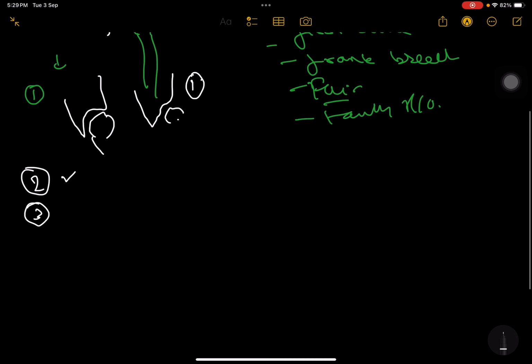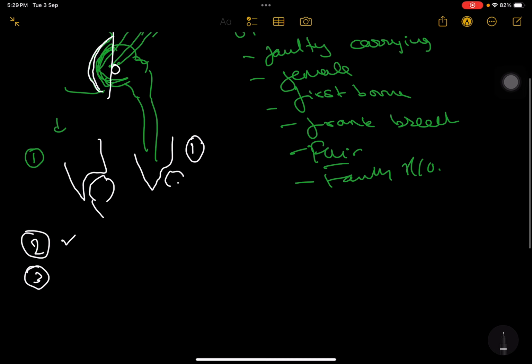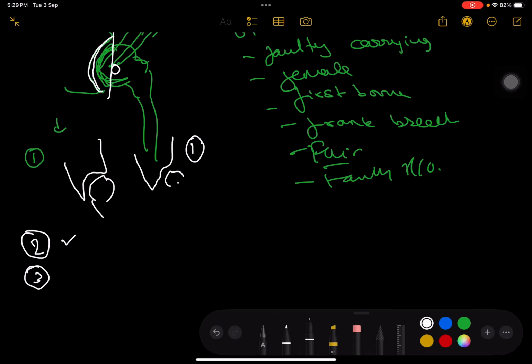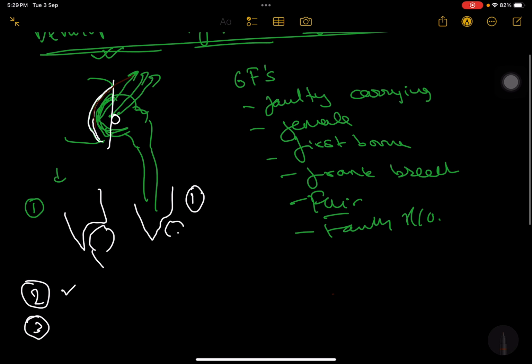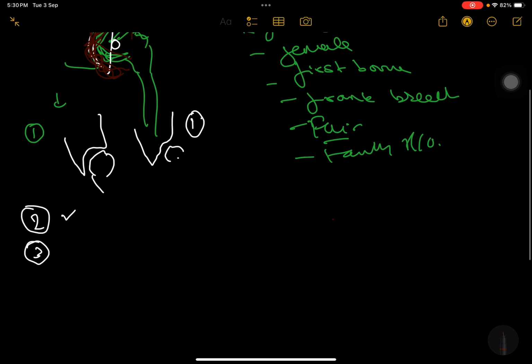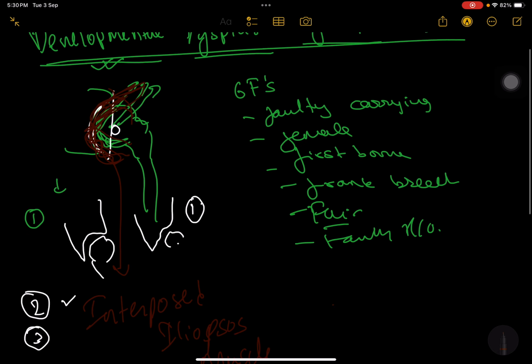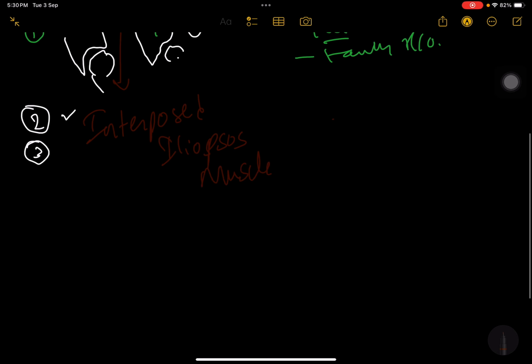Number three, suppose there is something in between these two. It doesn't allow a proper communication between the head of the femur and the acetabular cavity. And what is this something? This is known as interposed iliopsoas muscle, because the iliopsoas muscle is in close contact within this area. So interposed iliopsoas muscle.